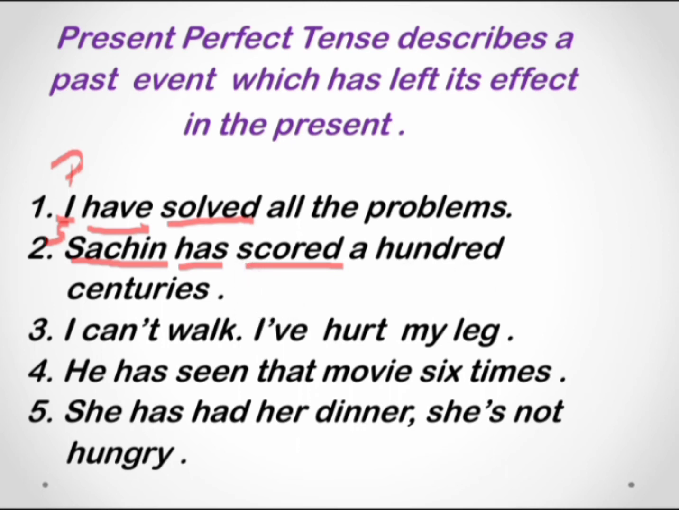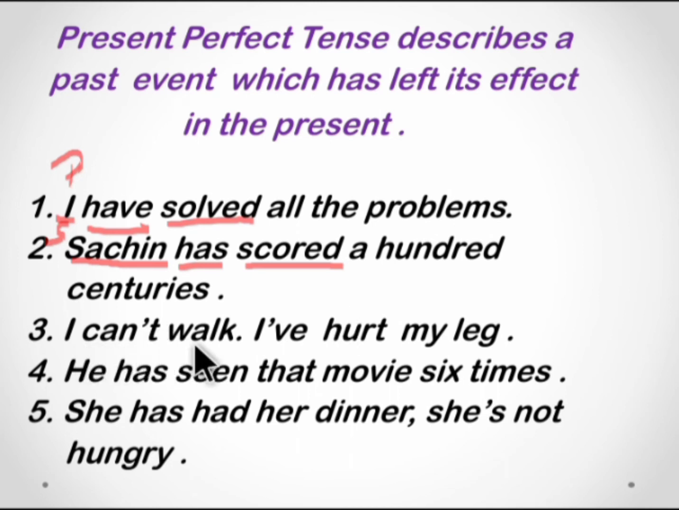100 centuries. So Sachin scored a century is a past tense. Maybe in one match he scored a century, maybe in two matches. That is one small event. Of course, that is a big achievement, but that is an event. It is a past tense. He has scored 100 centuries. That record still remains. So the effect of that action is still there. So to indicate that effect of that action, we use present perfect tense.